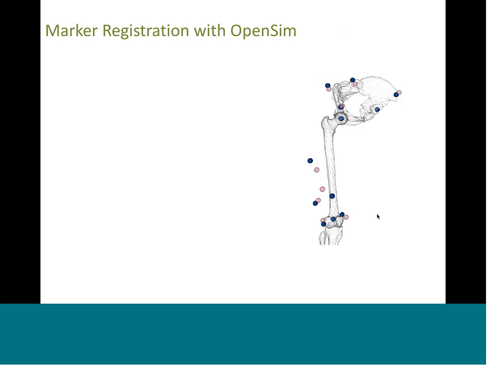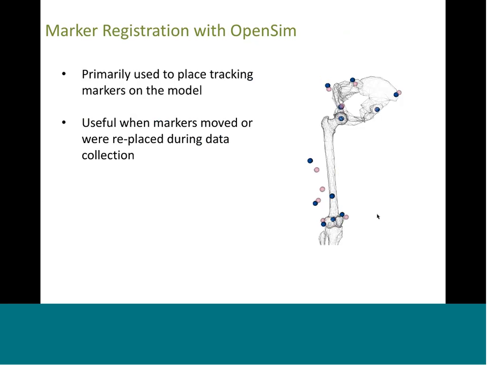The most important things to remember about marker registration include the following. Marker registration is also part of the scale tool and is primarily used to place tracking markers on the model. It is also useful for moving model markers when experimental markers may have moved or were replaced during data collection. Now, it's our recommendation to collect a new static trial after reapplying markers and noting which markers moved so that you can just move the model markers to match the new positioning of the experimental marker. However, if you forget to collect a new static trial, as long as you note the problematic markers, you can always just reduce the weighting of these markers during inverse kinematics.